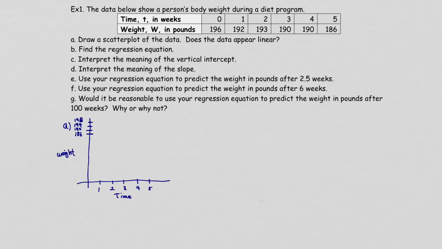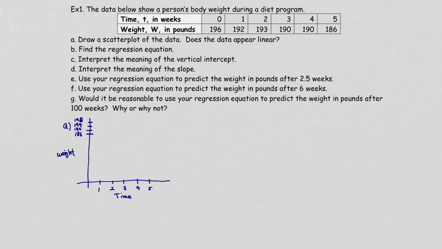So the first thing we need to do in order to draw the scatter plot is set up your rectangular coordinate system. The horizontal axis is going to be your time, right? And going up will be your weight. I kind of shortened it down because your weight is way above 100, right? 196, 192. So I put it all there on top.